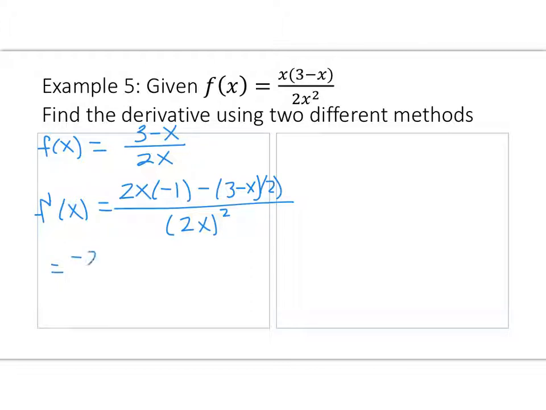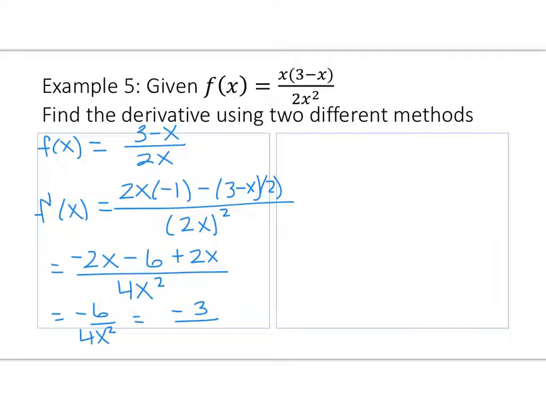So now I have negative 2x minus 6 plus 2x over 4x squared. Negative 2x and positive 2x add to 0, so this is negative 6 over 4x squared, and that simplifies to negative 3 over 2x squared. Okay. On the other way, I can do it another way.